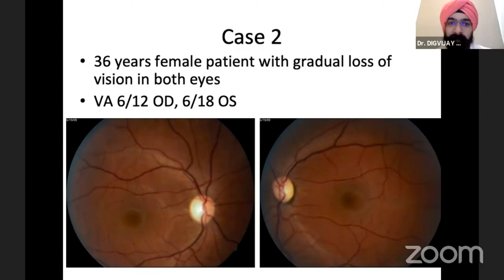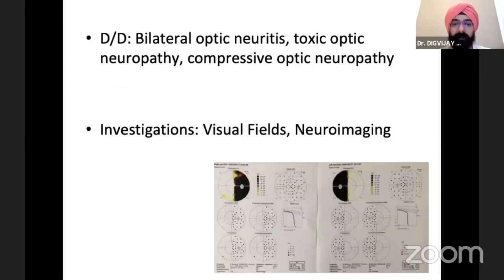So here you've got a 30-year-old female who's presenting with gradual vision loss in both the eyes. Vision is about 6/12 in one eye and 6/18 in the other eye. And you can see here that there is a disc pallor again in both the discs. Margins are well defined. You can see that it's almost a symmetrical bilateral kind of disc pallor.